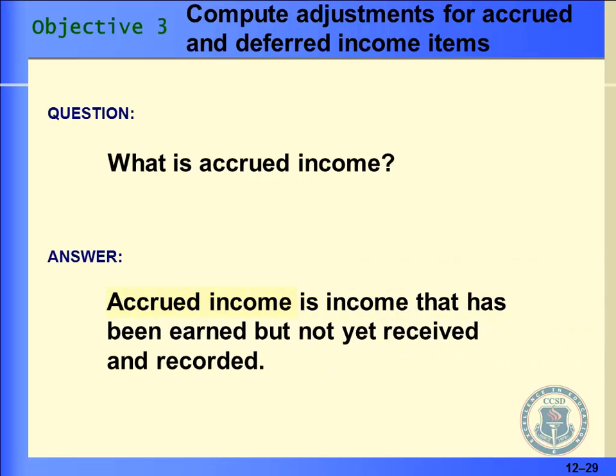Accrued income is income that has been earned but not yet received and recorded. Excuse me, just blew out you. Has been earned but not yet received and recorded. I thought it was recorded. Well, we're going to talk about it.